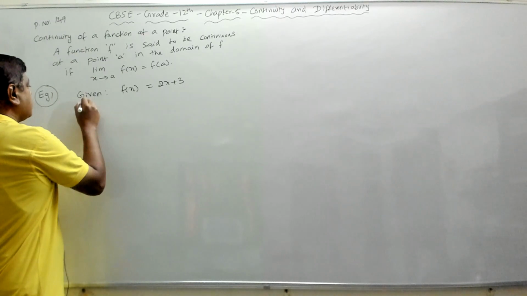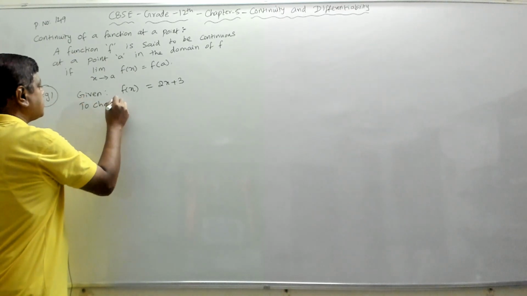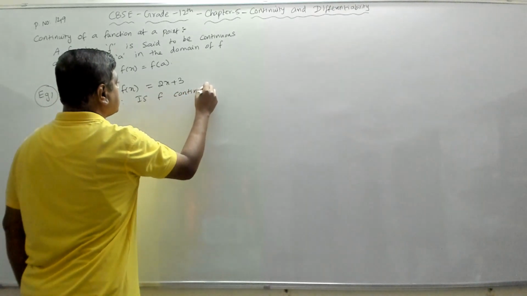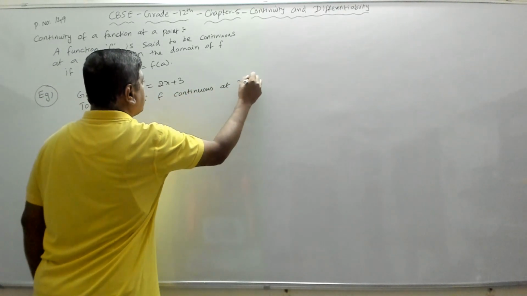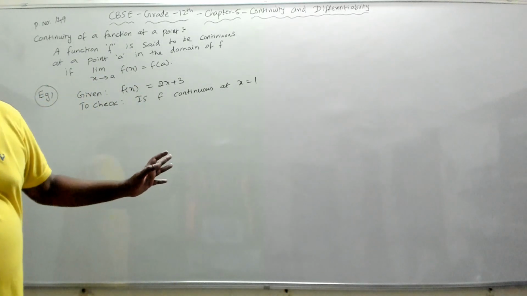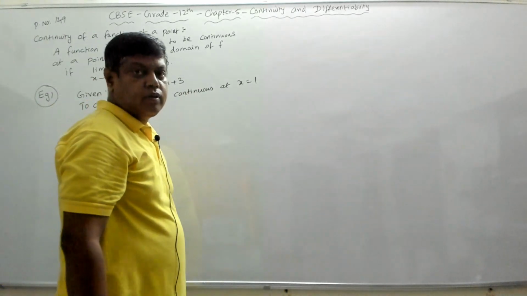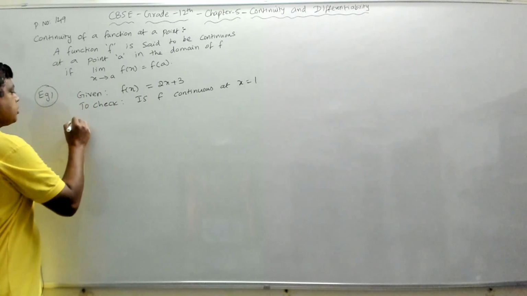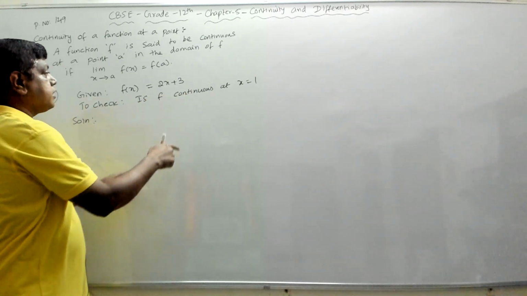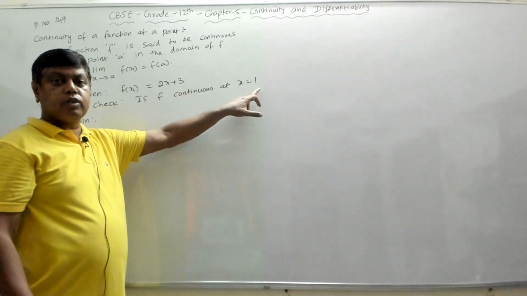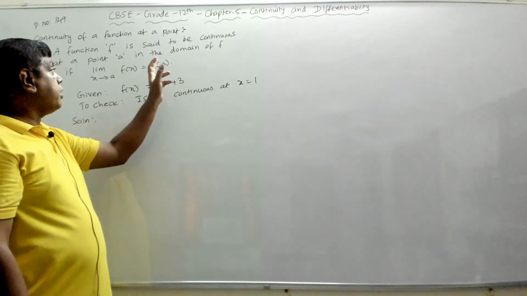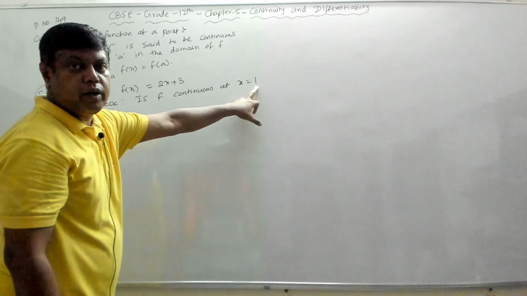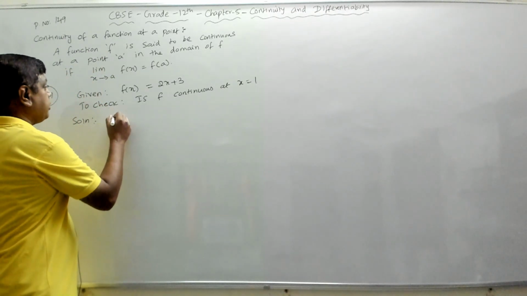What we need to check is whether f is continuous at the point x equal to 1. So the solution is to check whether this function f is continuous at the point x equal to 1. Generally, continuity is defined at the point x equal to a. So here your a is 1, and we need to check.